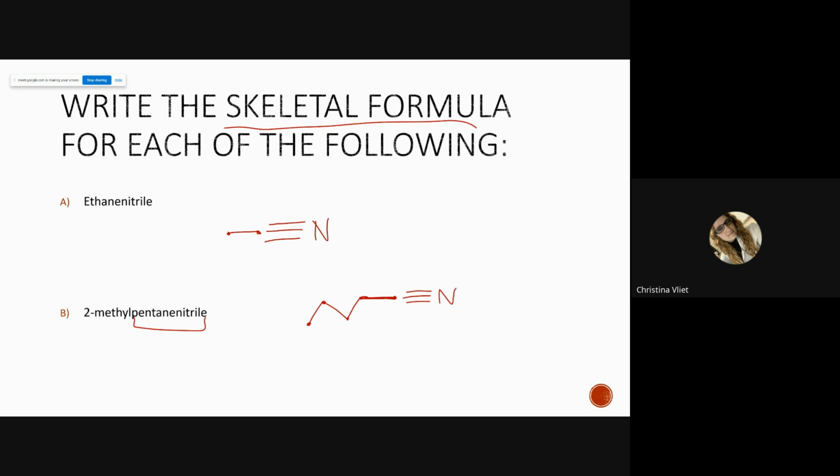Pentane nitrile. 1, 2, 3, 4, 5, right? Carbon 1, carbon 2 needs a methyl coming out, so something like that. What looks better displayed? Just saying, this display would look a lot better. So if you get a choice, you draw it how you want. This is how ethane nitrile would look displayed. So many lines.